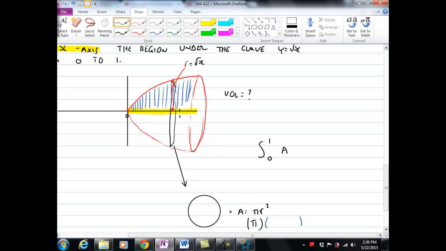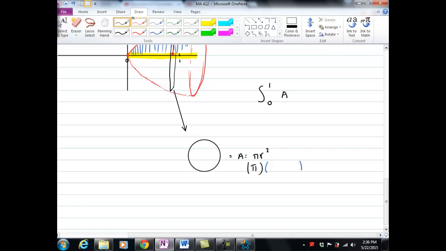That's the concept a lot of people don't understand. If I were to cut this circle up, r is the radius. The radius is from here to here, which is root x. So then this becomes root x squared. Would you agree, then, this becomes the integral from 0 to 1 of pi x dx. And that's my volume.